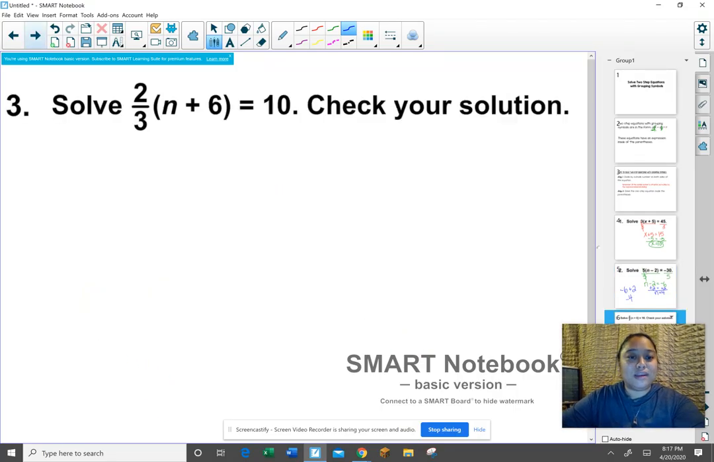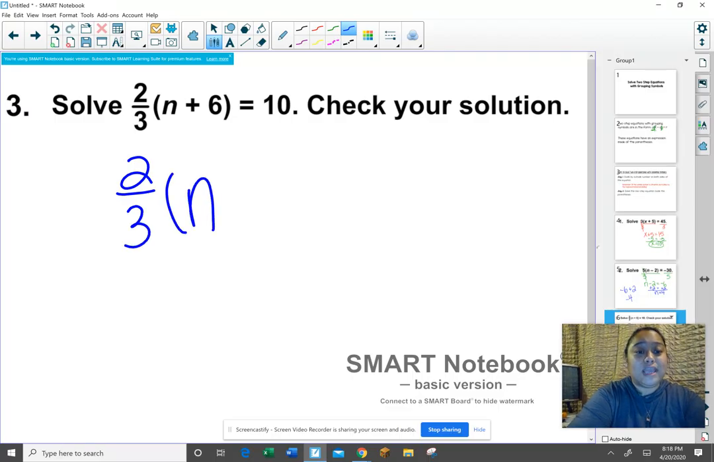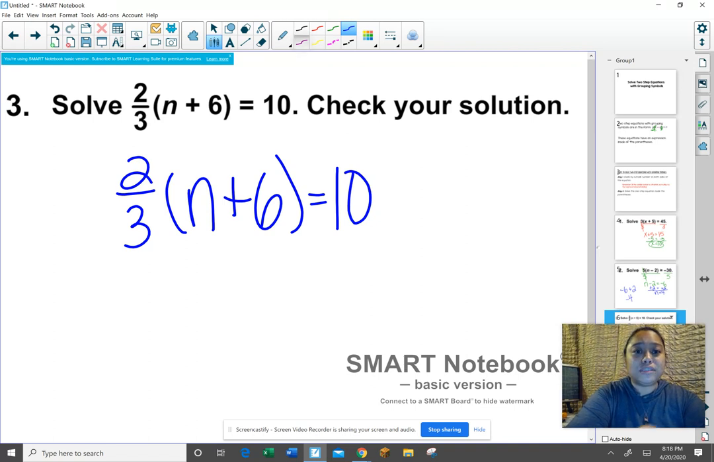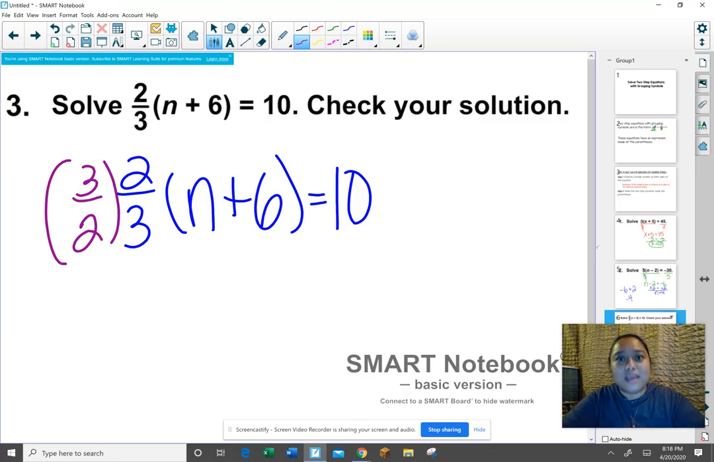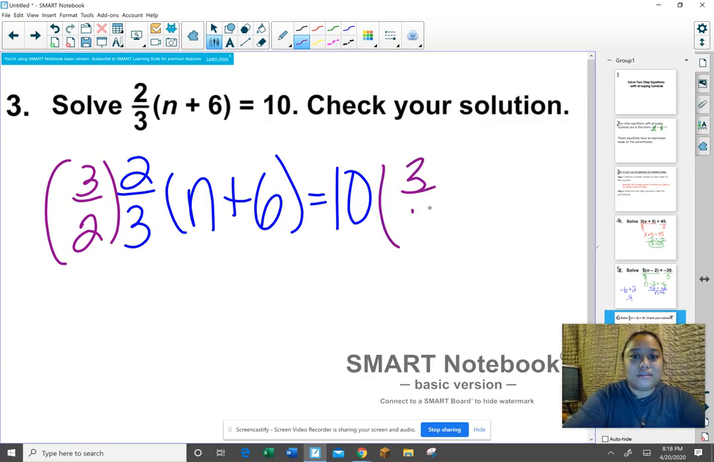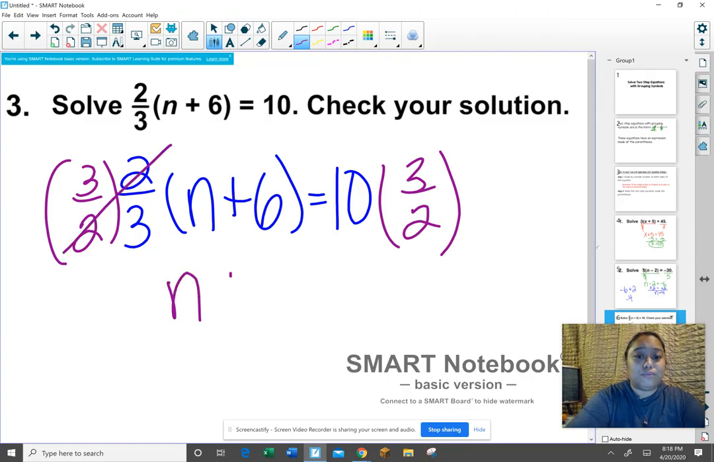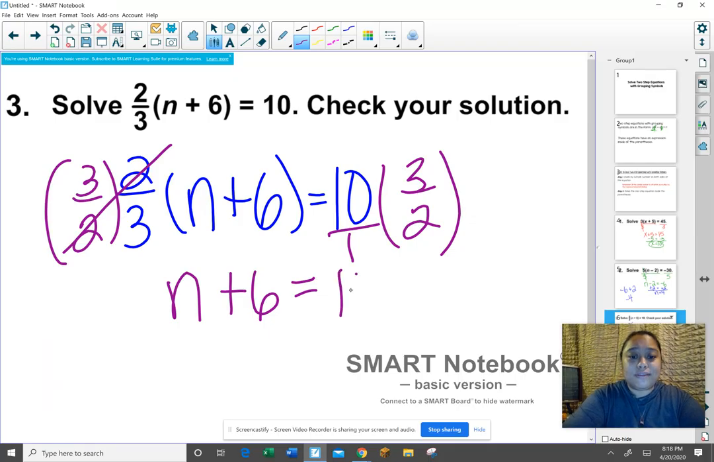Okay, let's move on. This example is a little tricky because it has a fraction as the coefficient, or the fraction as the outside number. Now, if you remember from previous lessons, if we have a fraction that's being multiplied, we have to multiply by the reciprocal, because multiplying by the reciprocal is the same thing as dividing in a fraction. So 2 over 3 times 3 over 2 makes 1. So we're left with n plus 6. Now, 10 over 1 times 3 over 2 is 30 over 2, or 15.